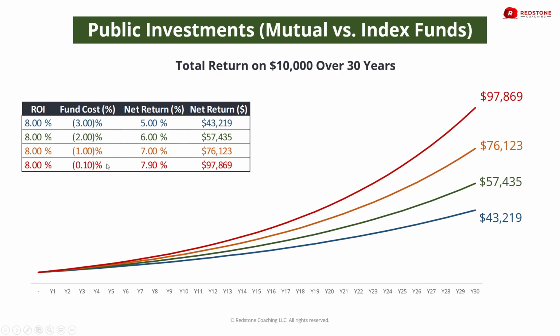Now, in index funds, a lot of index funds, the cost is literally 0.1%, 0.05%, 0.5%. They're significantly lower than mutual funds. Well, that means that in this case, this fund cost is 0.1% or 10 basis points. So 8% minus 10 bips, or 10 basis points, is going to give you 7.9%. Well, if you have a compounding of 7.9% on $10,000, you're going to end up with about $98,000. So the cost alone, if you're paying 3%, you're losing more than half of your money over 30 years. That is substantial.